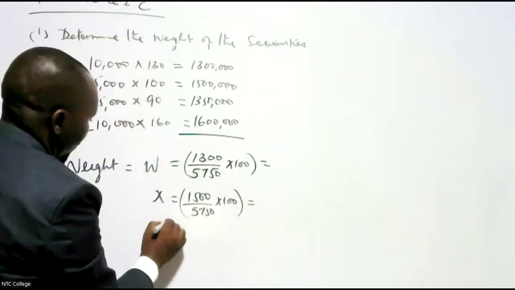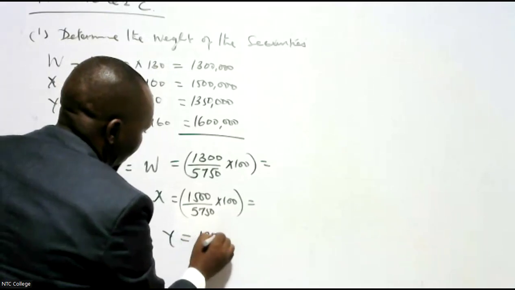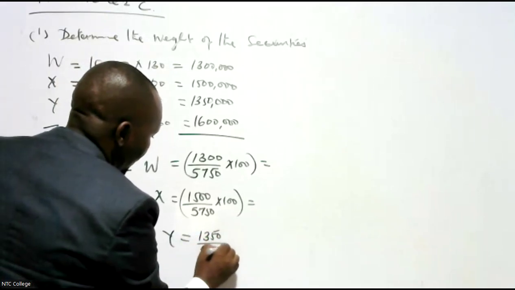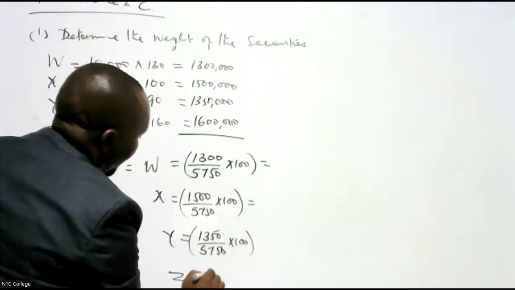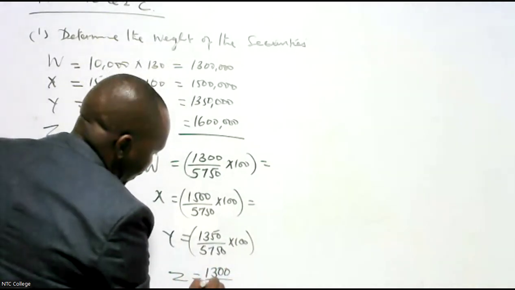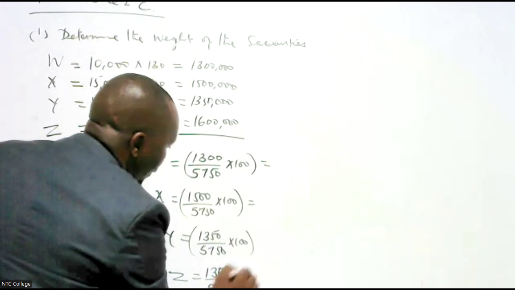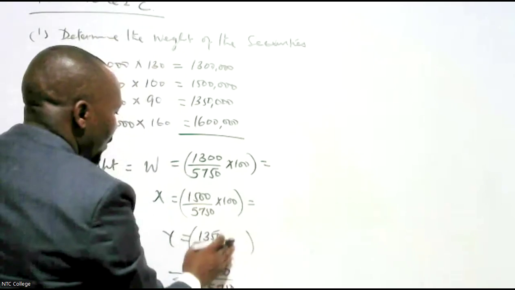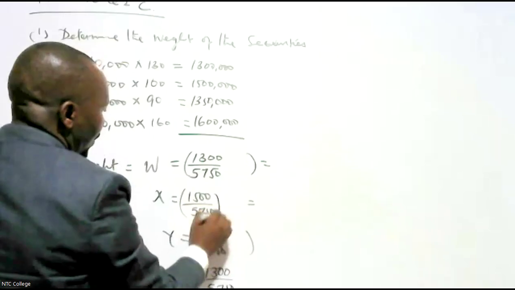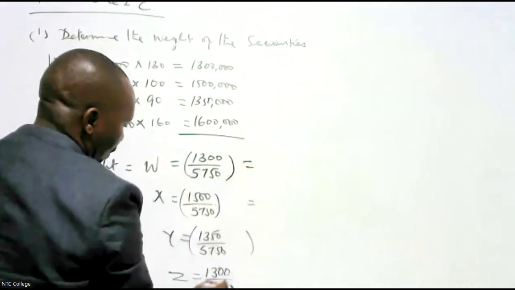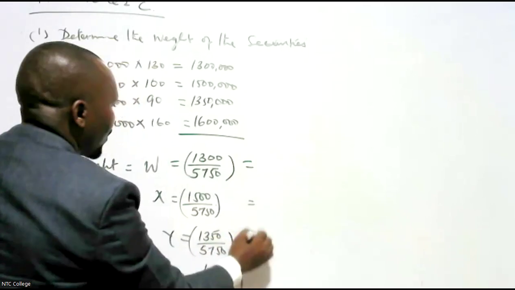Then we have weight for Y, which is equal to 1350 over 5750 times 100. And then we have Z, which is 1300 over... should we even have times 100? That will make it percentage. Let's leave it as pure weight without having percentage. The last one is 1600, not 1300. Oh, 1600. Let's just have them like that without percentage.